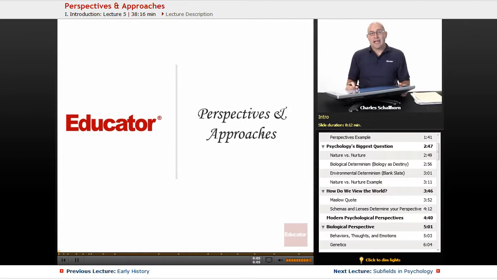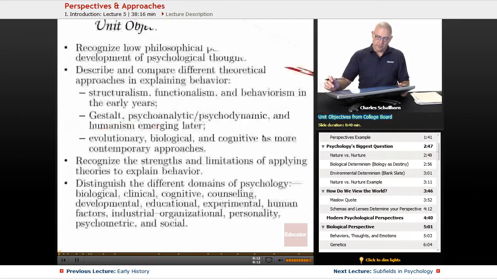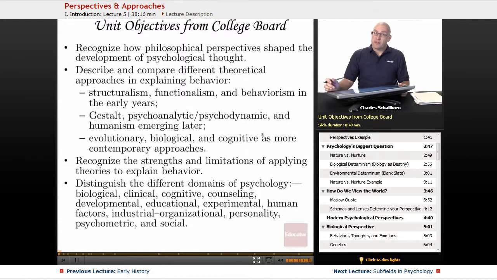Right now we're going to be looking at the perspectives and approaches that modern psychology has to offer. Now, one of the things, as a reminder, that we have is the unit objectives from the College Board. I'll go through these quickly with you.